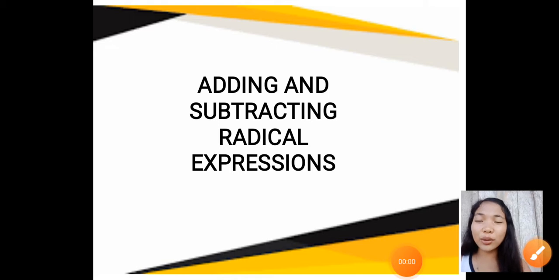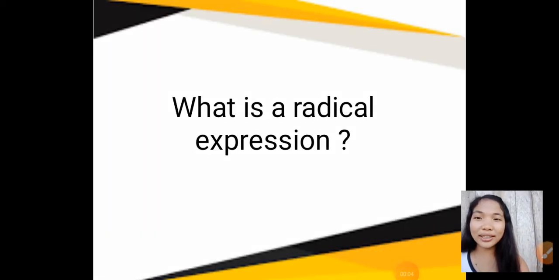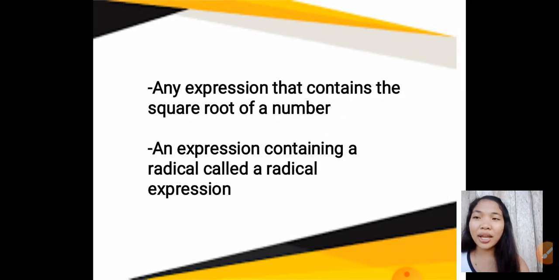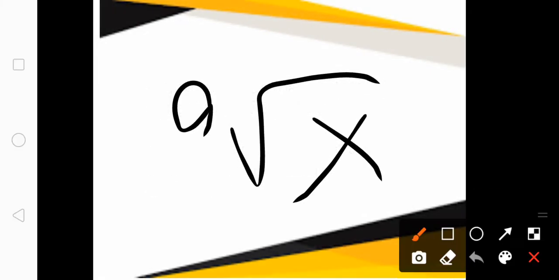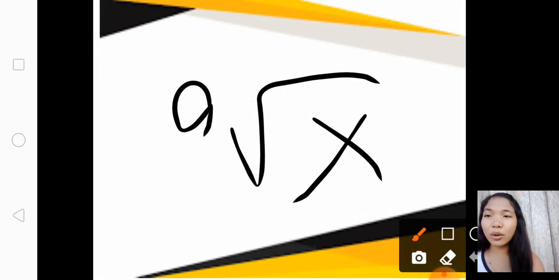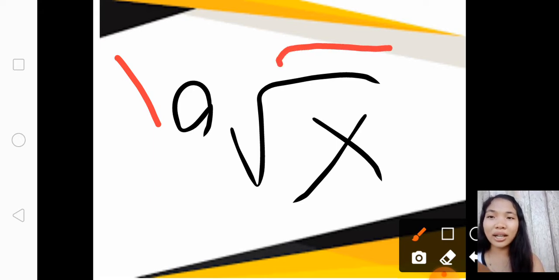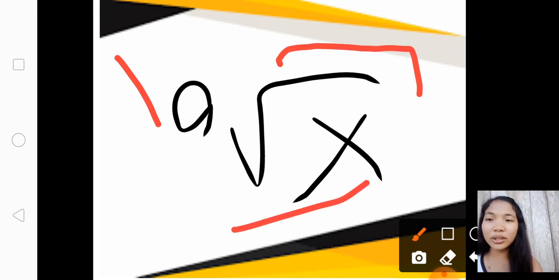Now, let's proceed to adding and subtracting radical expressions. What is a radical expression? A radical expression is any expression that contains the square root of a number. An expression containing a radical is called a radical expression. So this one is called the index, this one is called the radical, and this one is called the radicand.